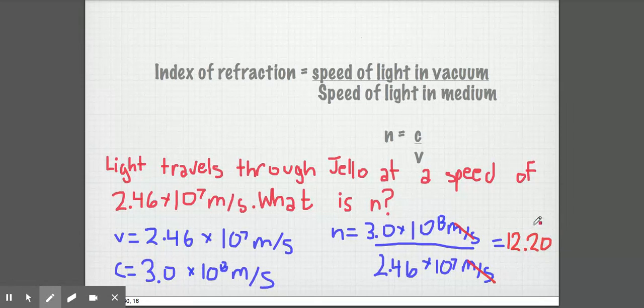For the index of refraction, since our units canceled out, we don't have any units. So the index of refraction just looks like this, with no units. The index of refraction of jello would be 12.2.